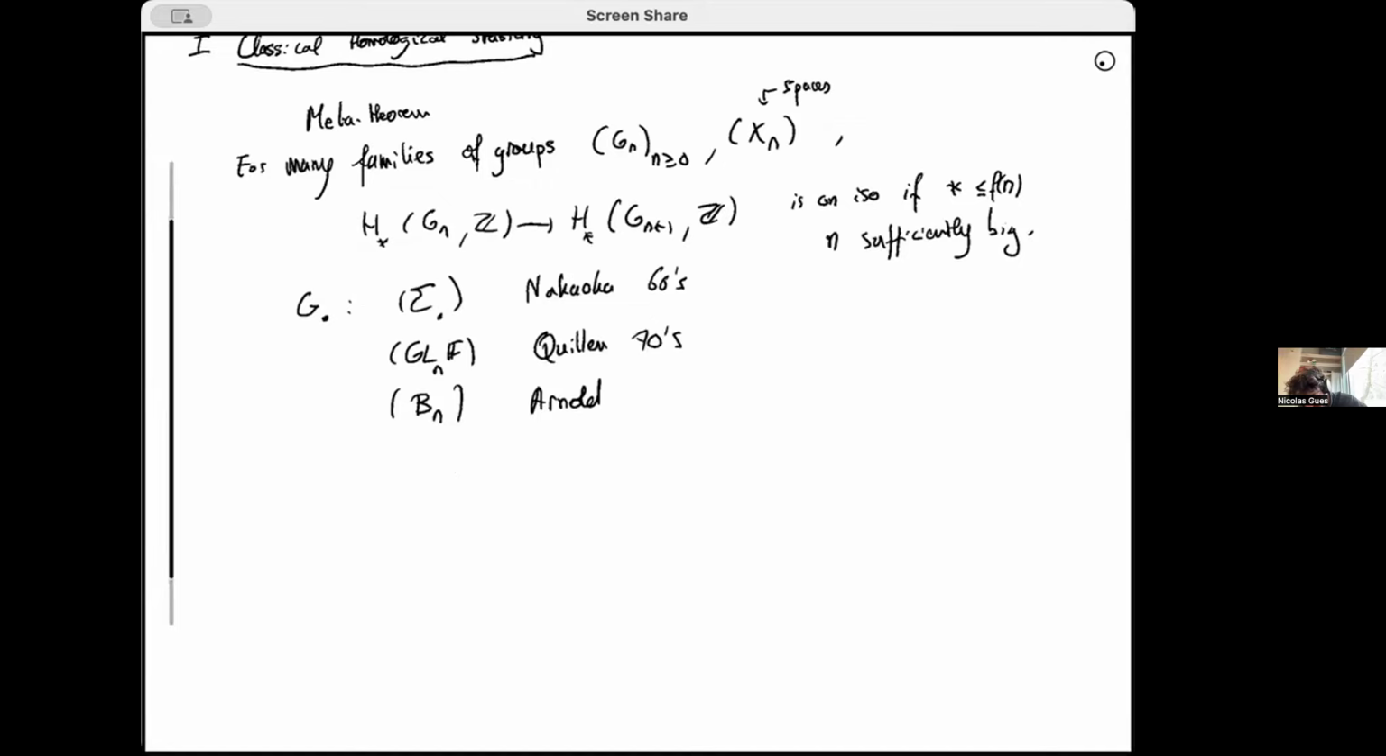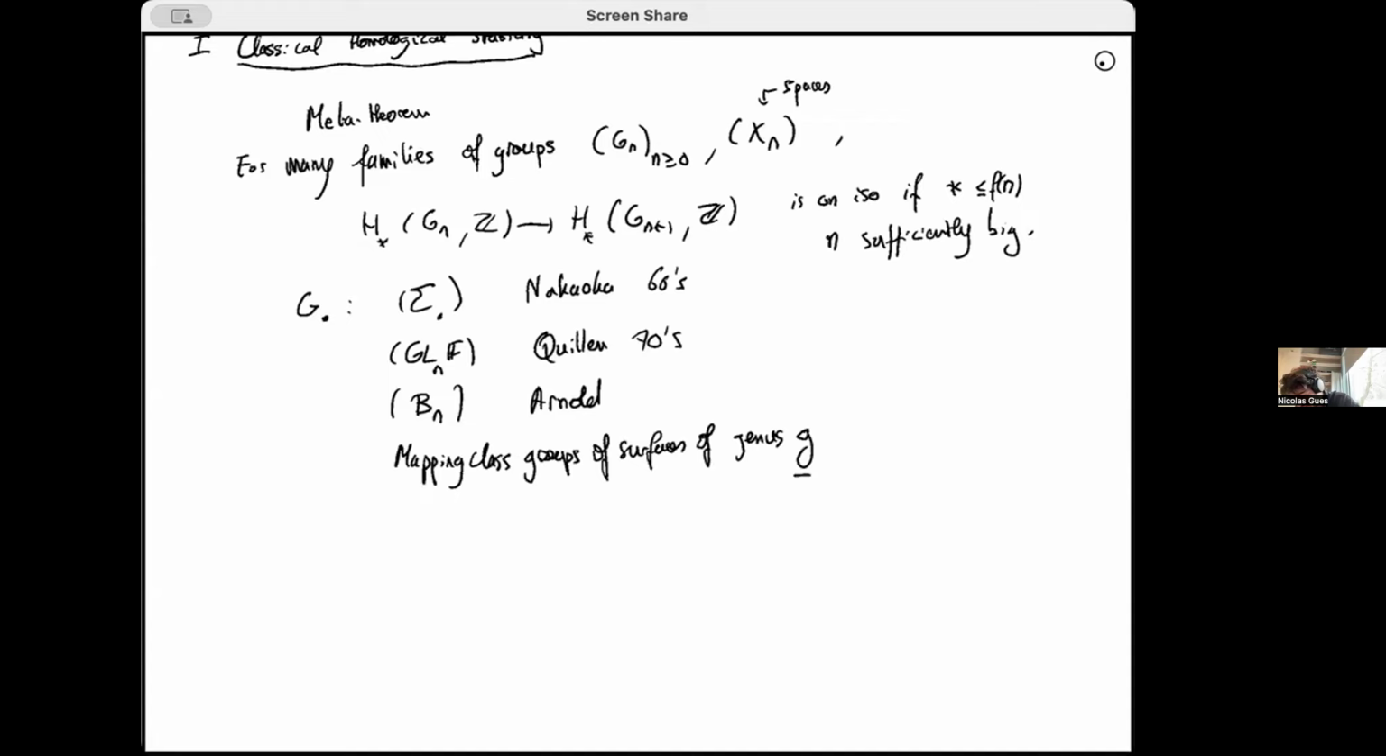For example, the mapping class groups of surfaces of genus g, where I make the genus g go to infinity. So the stabilization map is induced by including a surface with one boundary component into another with one genus higher, let's say, like this.